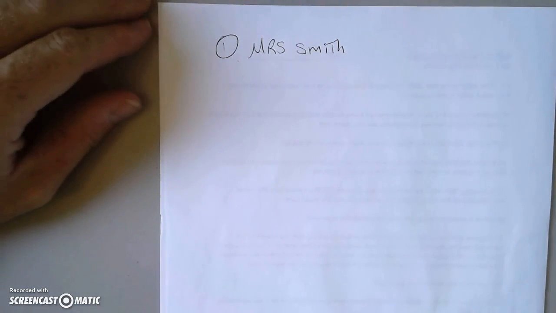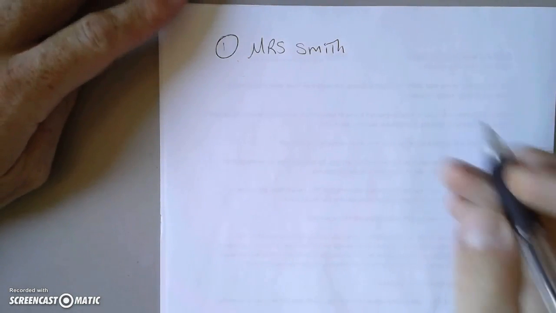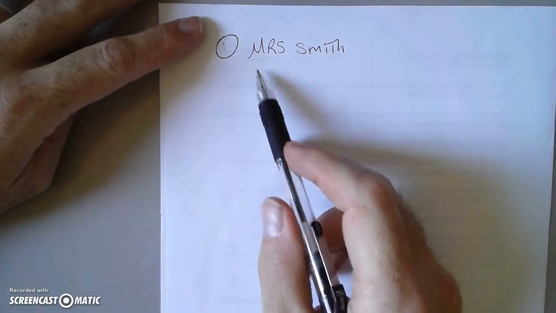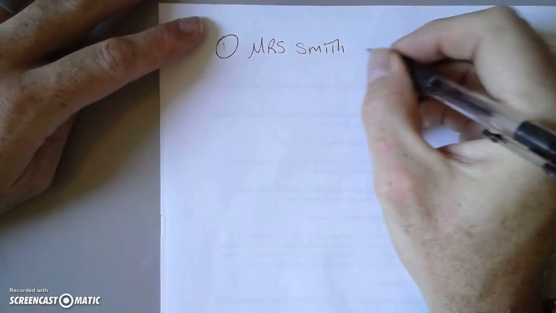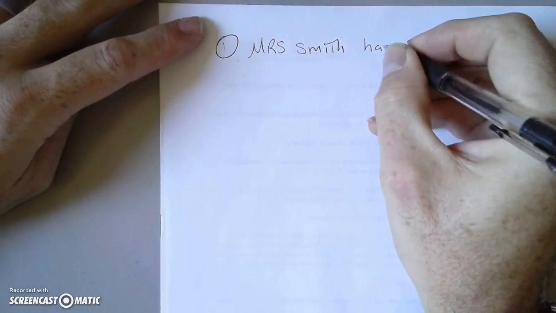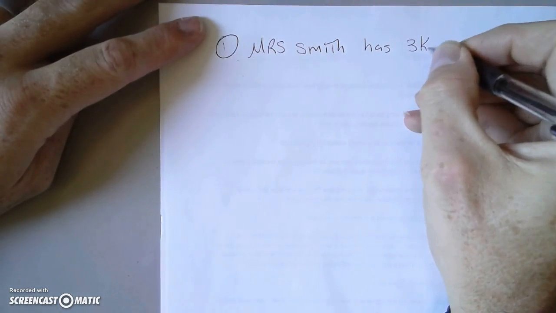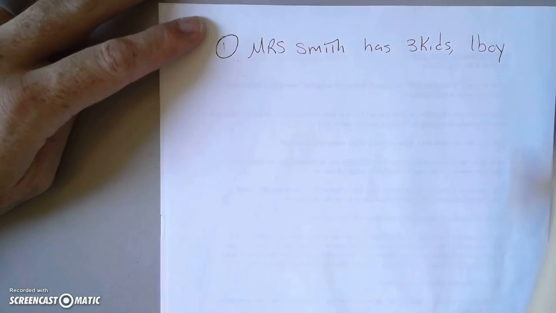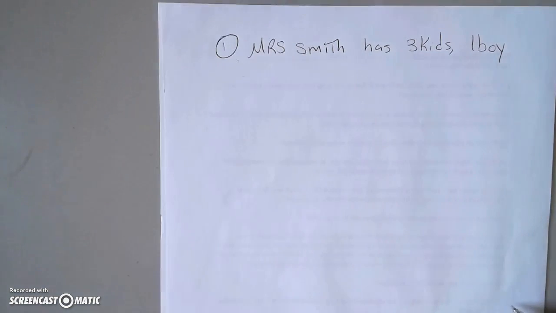This concerns the first question on the in-class quiz, the ungraded quiz. That concerned Mrs. Smith, who has 3 kids, 1 boy. How do you solve this?